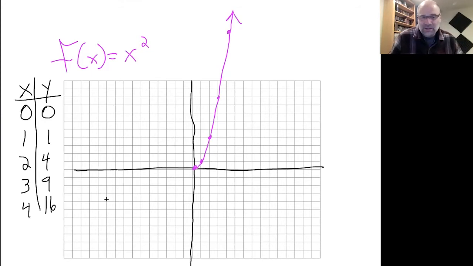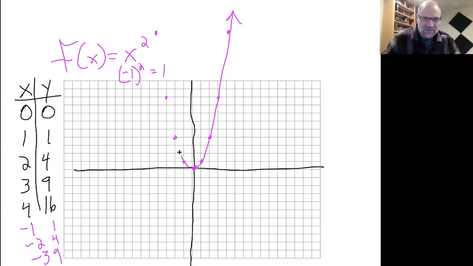All right, but here's the cool thing. If you plug in opposites, like -1, what am I going to get? I'm going to get the same thing as +1. I'm going to get 1. If I plug in -2, I'm going to get 4. If I plug in -3, I'm going to get 9, and so on. So -1 gives me that. -2 gives me that. -3 gives me that. And -4 would give me that +16 as well. So here's what it looks like. That is called a parabola.